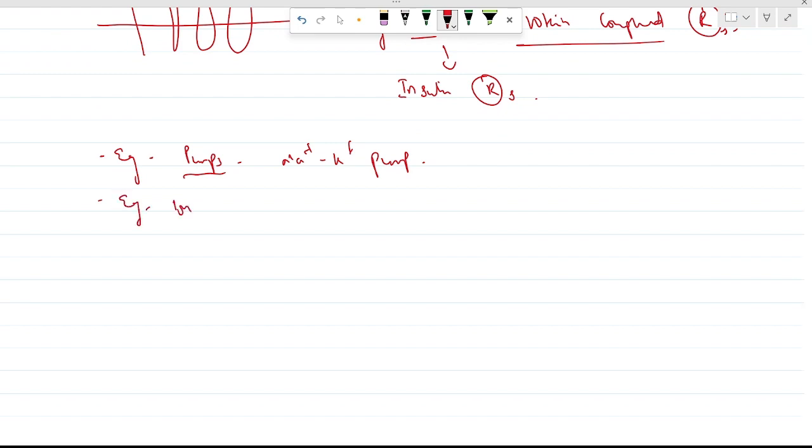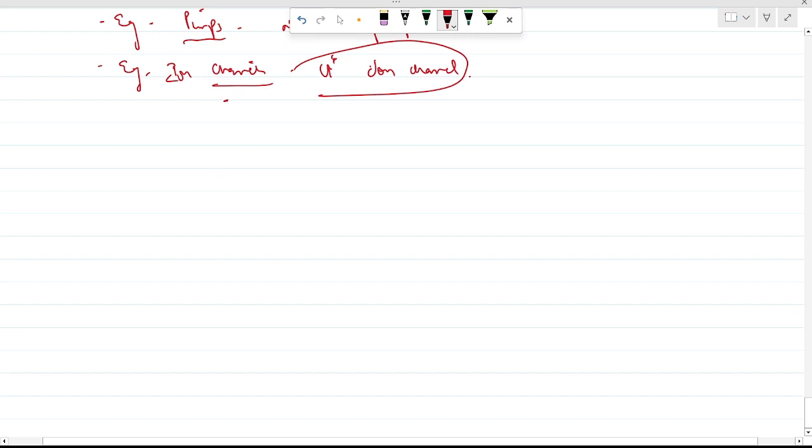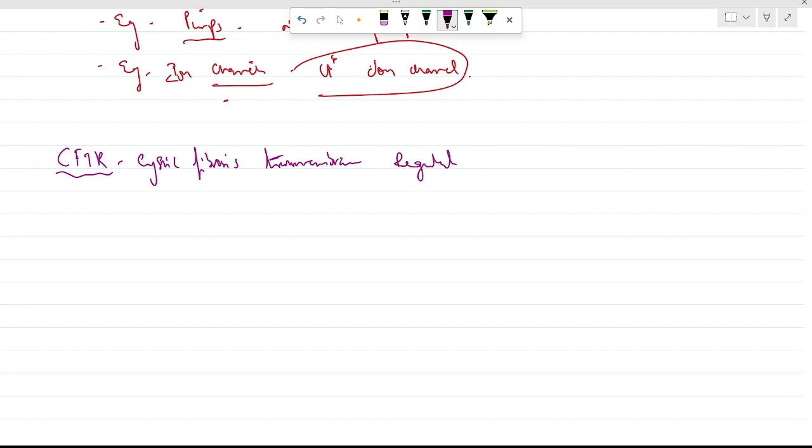The next example are the ion channels. Like these pumps, these ion channels are also transmembrane proteins. For example, the chloride ion channel. This chloride ion channel is clinically significant, as we are going to discuss here, because of CFTR, the cystic fibrosis transmembrane regulator, or CFTR.